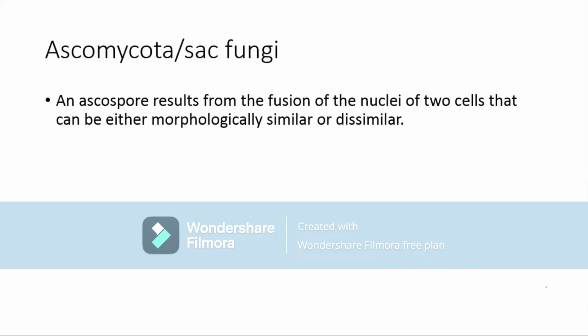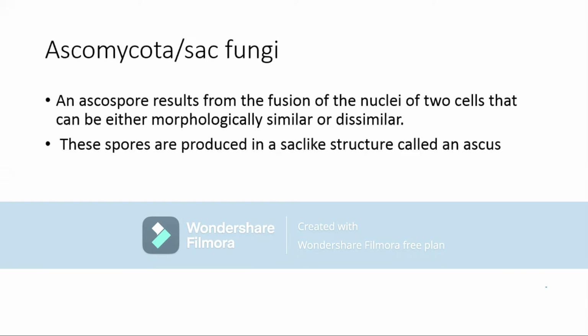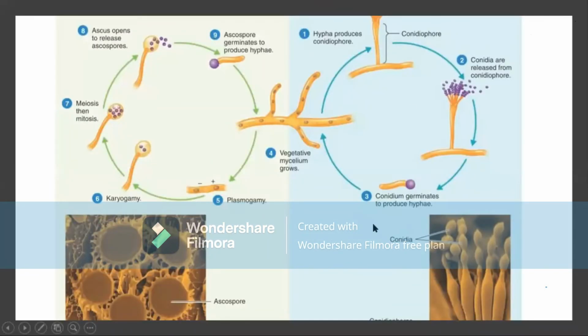Another group is the Ascomycota, और एस्कोमाइकोटा को सैक फंजाई भी कहते हैं, क्योंकि एस्कोमाइकोटा में जो स्पोर्स होते हैं वो एक बैग लाइक स्ट्रक्चर में ही डेवलप होते हैं, and that is called an ascus. तो इसी वजह से उसको सैक फंजाई भी कहते हैं। So these ascospores are produced in a sac-like structure which is called an ascus. This side represents the asexual reproduction.